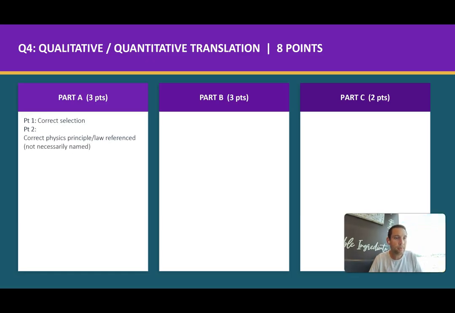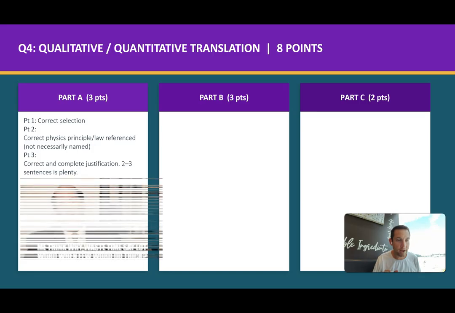Point 2, make sure you are referencing the correct physics principle. You don't have to name it exactly, but it helps to know Bernoulli's equation or Torricelli's theorem or conservation of energy. Know what those equations are and what they mean. So point 2 is your justification for whatever you did in the first QQT question.